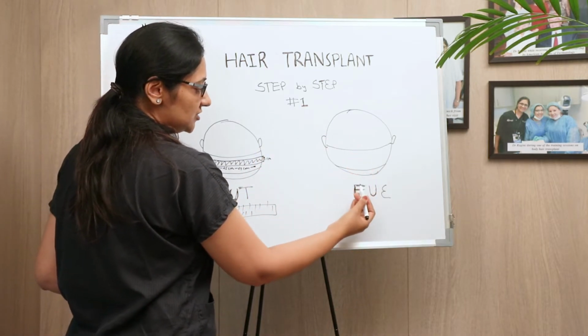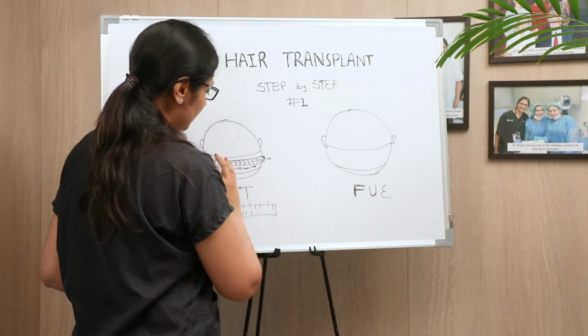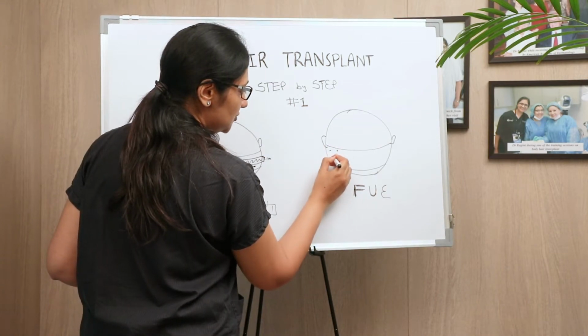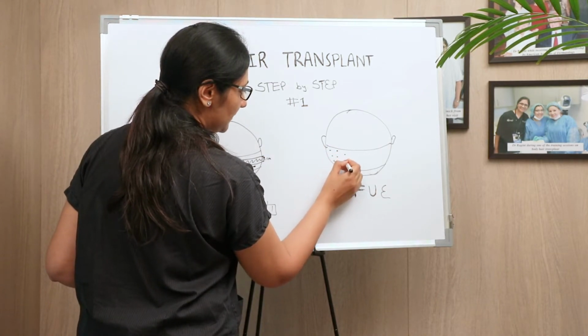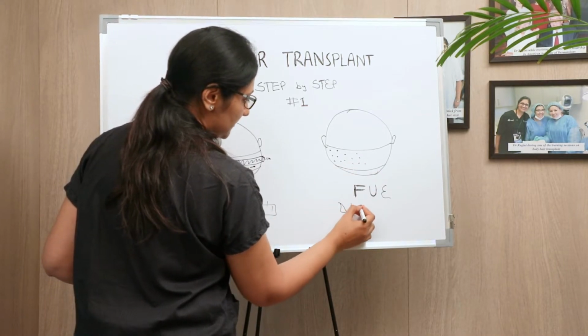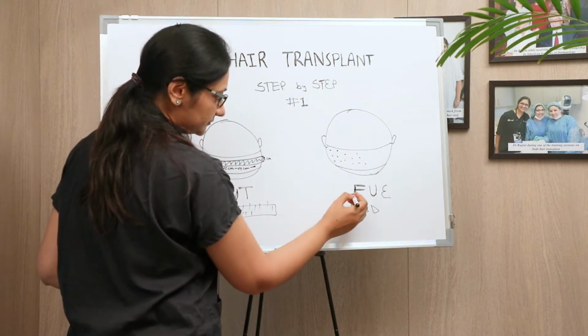The FUE, which is called follicular unit extraction, in this we don't have to take out a strip of skin. Instead, we take out individual hair follicles directly from the back of the head. And those taken out hair follicles, we directly implant them in the front.